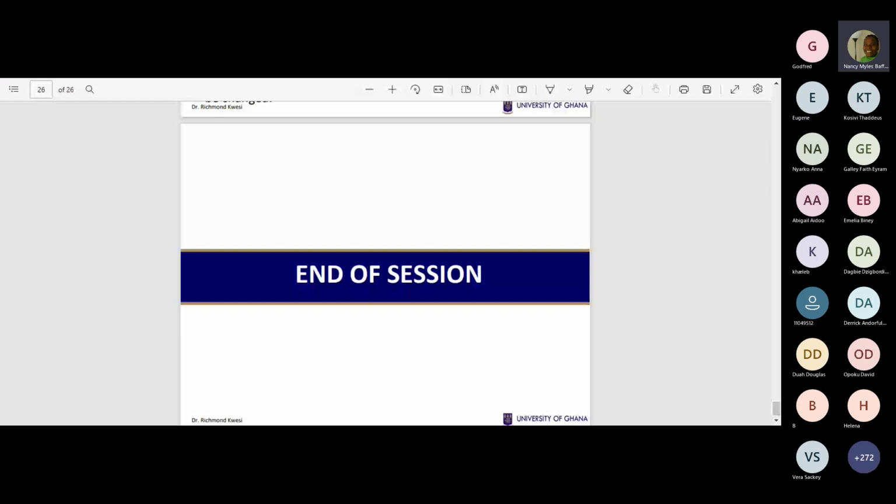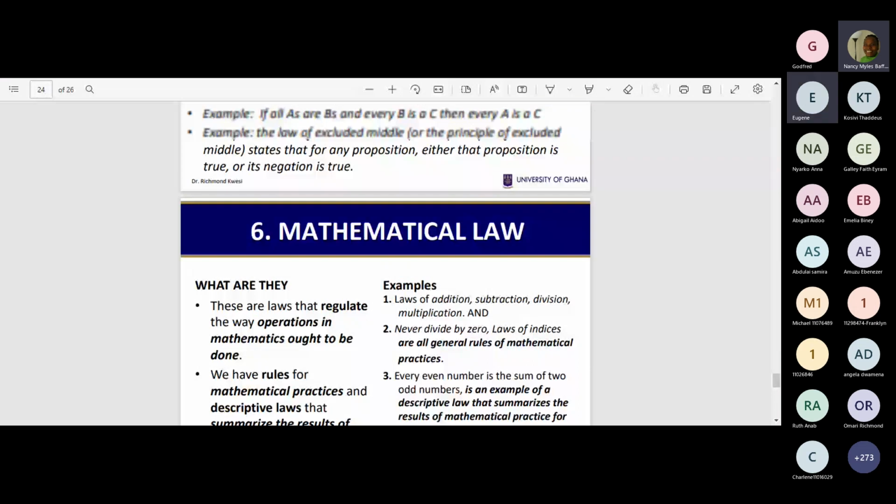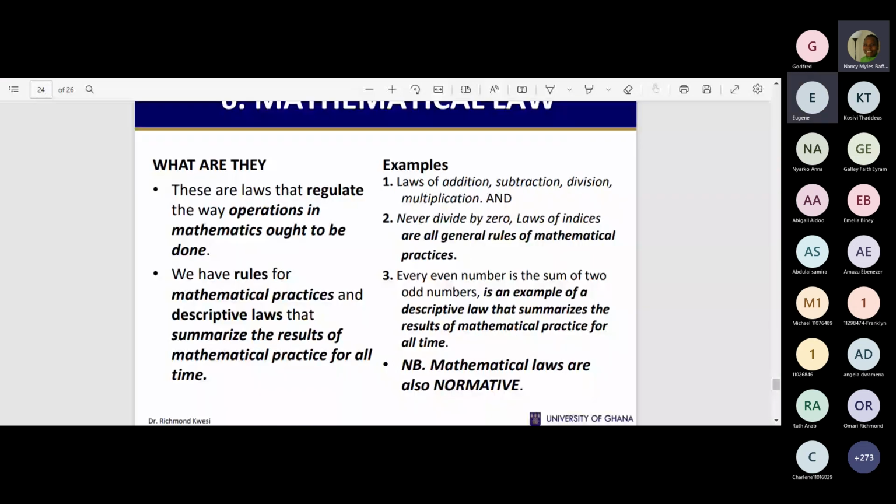You said mathematical laws are laws that guide how we calculate, how we conceptualize. Yes, these are laws that regulate the way operations in mathematics ought to be done. So if I say 2 + 3, it's not the same as square root of 625. The laws that guide how we do mathematics, how we add, how we subtract, how we divide numbers. Even number is not the same as prime number. The laws that ground an empty set is not the one that grounds a subset or universal set. So these are all mathematical concepts.